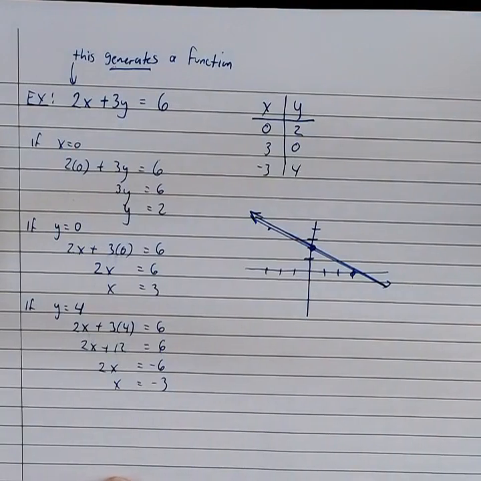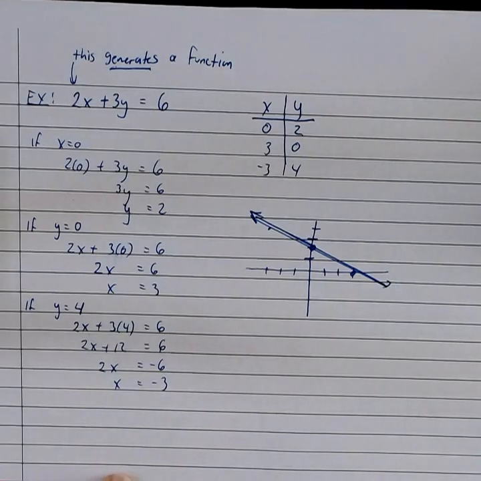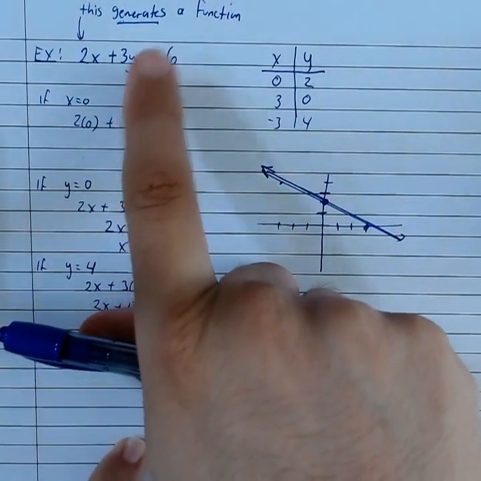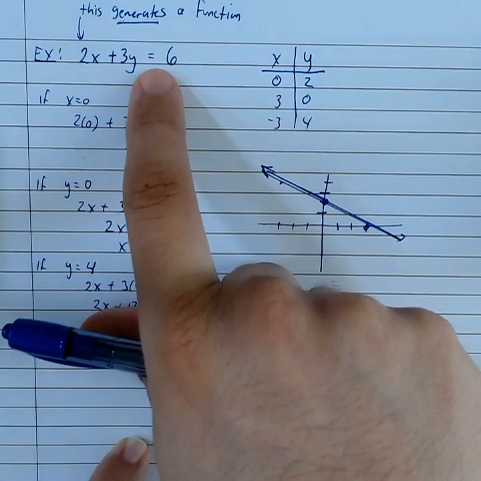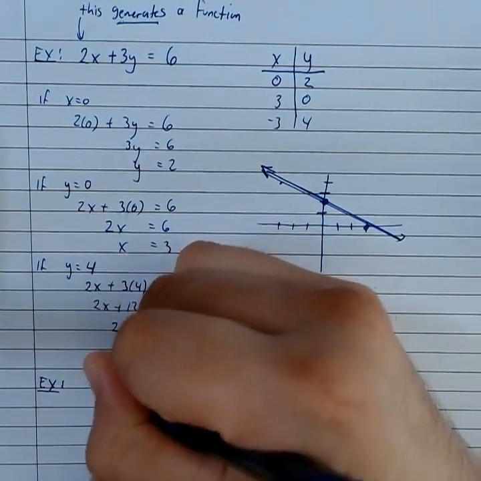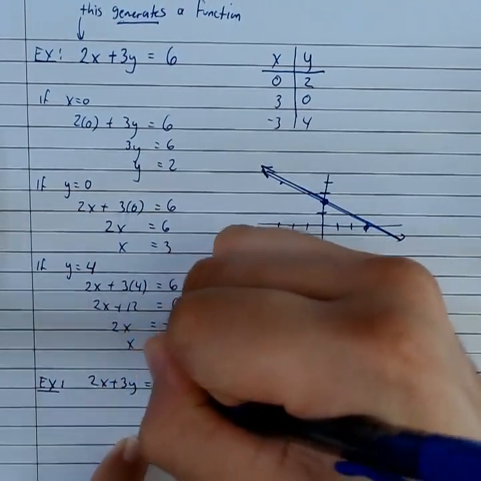Does that mean that every time I have an equation, I have to start finding solutions to know whether or not it's a function? Well, that is one way to do it, but that is rather long. There are certainly shorter ways to do that. Let's consider the exact same example: 2x + 3y = 6.